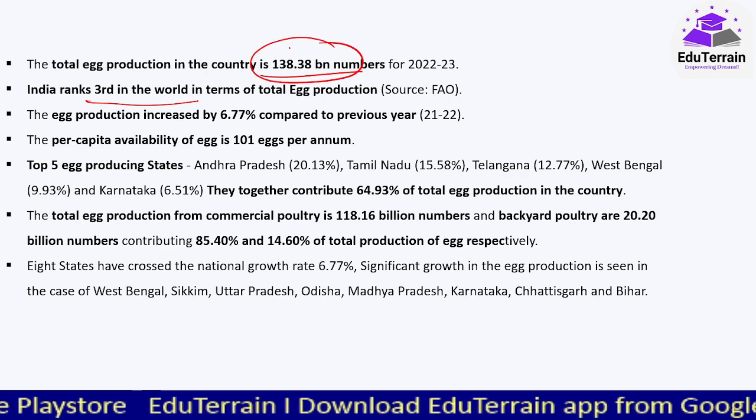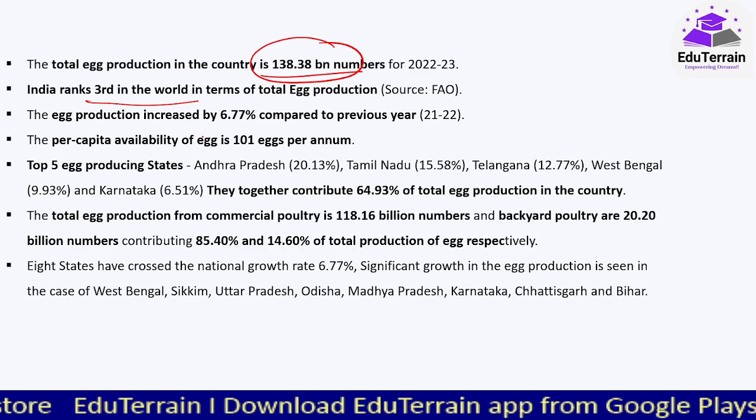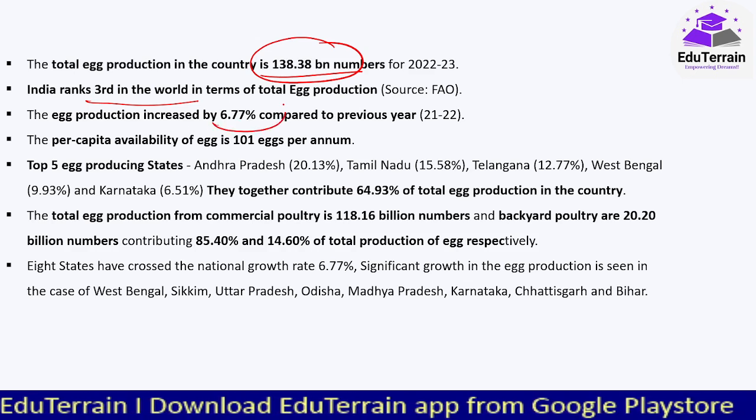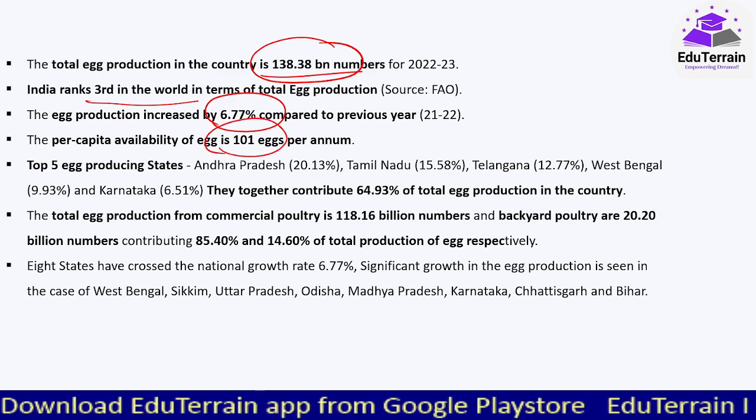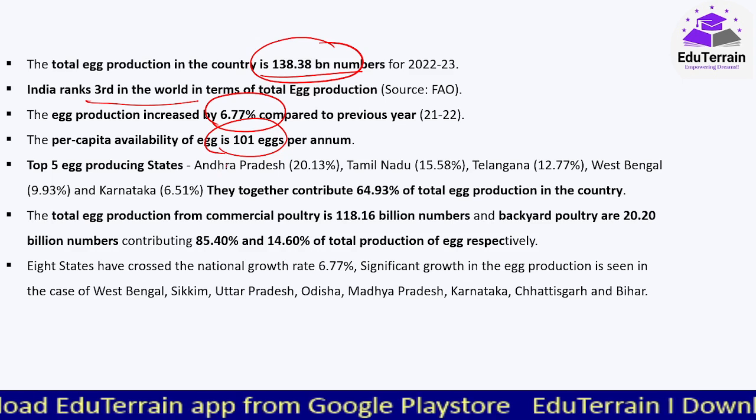Its egg production for the year 2022-23 is 138.38 billion numbers. The egg production has increased by 6.77% compared to the previous year. The per capita availability of eggs currently is 101 eggs. Before that it was 95 eggs.